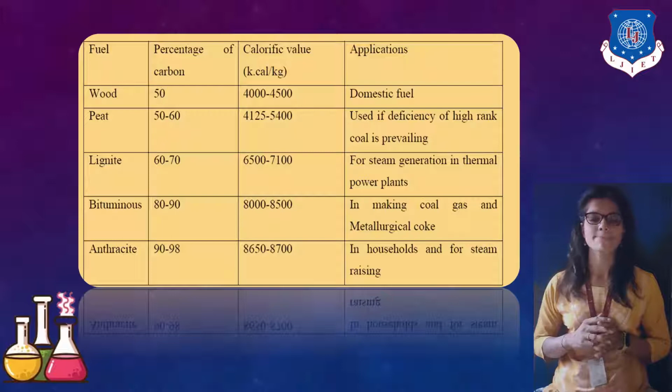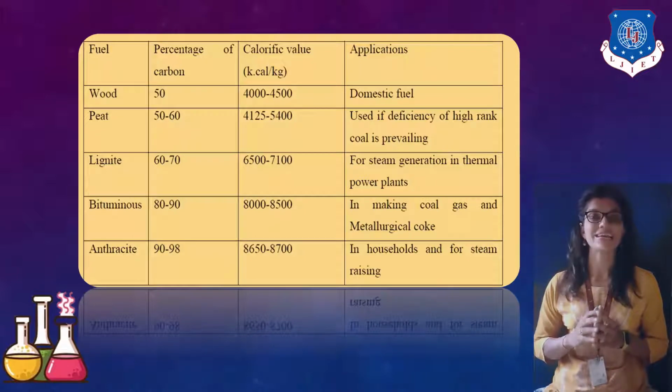Next is bituminous coal. Bituminous coal generally contains 80 to 90% of carbon. That means its calorific value ranges from 8,000 to 8,500 kilocalories per kg. It gives rise to a tremendous amount of energy when bituminous coal is combusted. It is used in making coal gas and metallurgical coke. Again, it gives rise to very high temperatures and a very high amount of energy, because of which it is used in metallurgical coke. Now, last but not the least is anthracite.